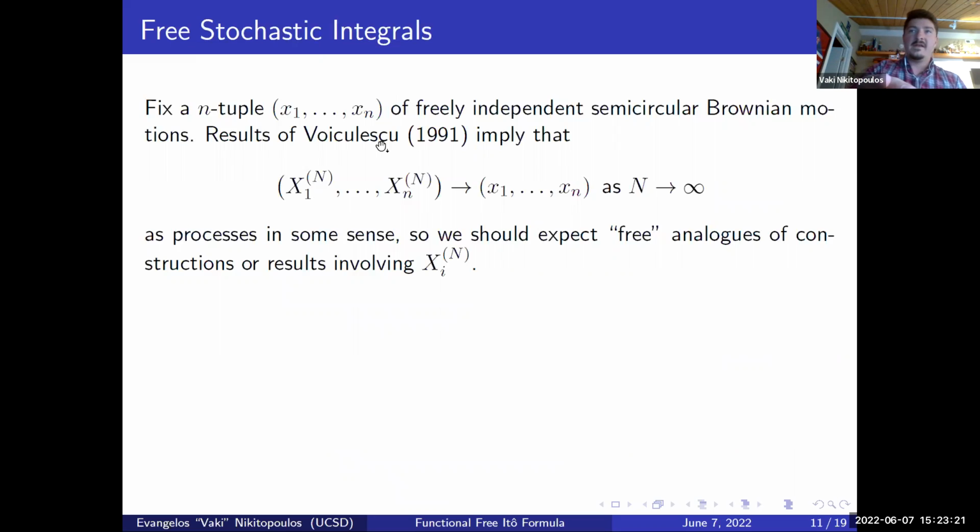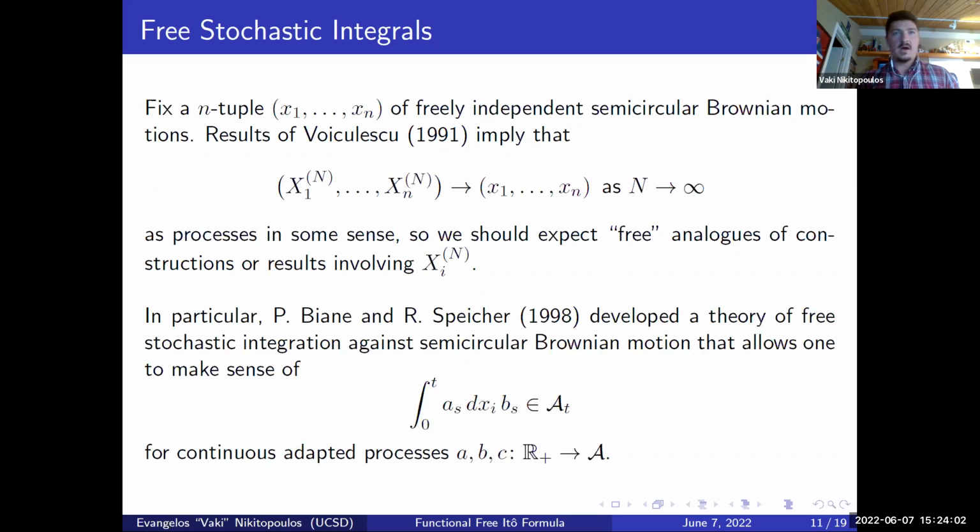Okay, so as you might already know, or might not be surprised to hear, if you have an n-tuple, little x_1 through little x_n, of freely independent semicircular Brownian motions, then this n-tuple, as a process, will be the large n limit of our Hermitian Brownian motion n-tuple in some appropriate sense. So we should expect free analogs of constructions or results involving the X_i's, the Hermitian Brownian motions.